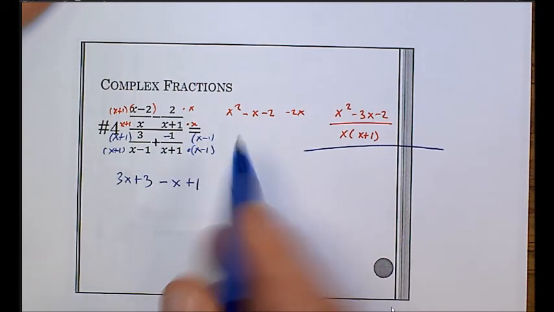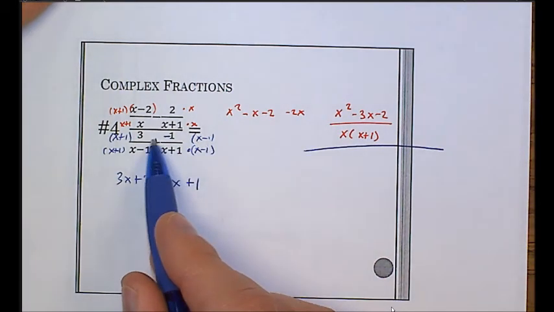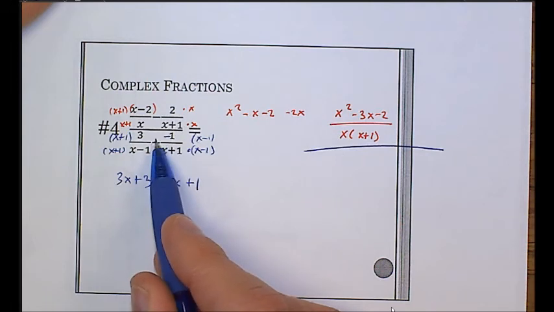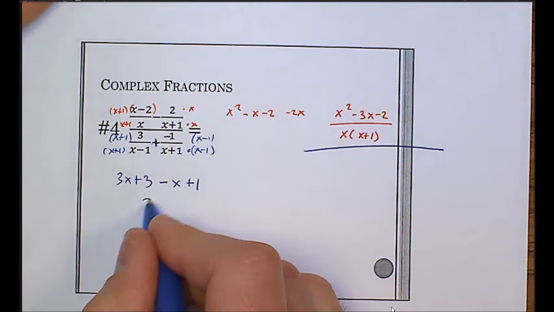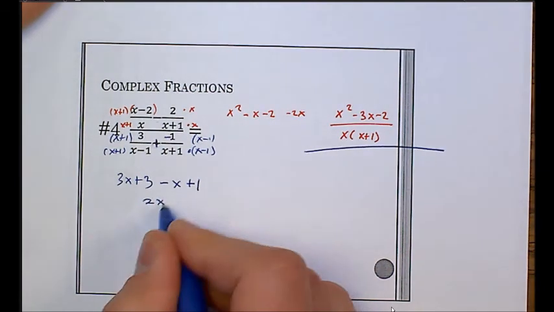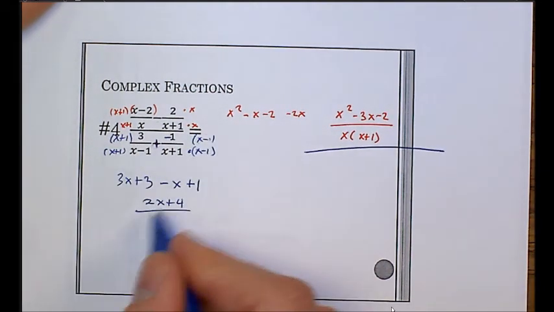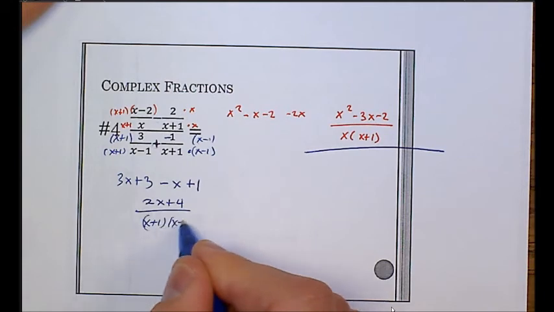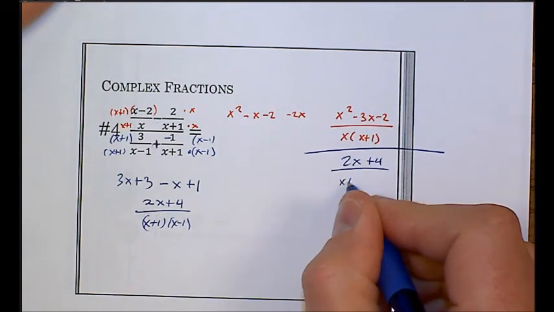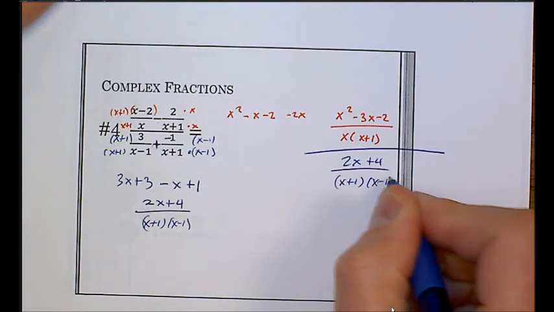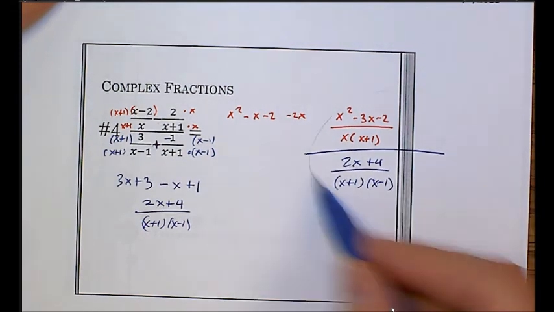A lot of students are going to make that mistake. When you have a subtraction sign here, you have to take that. I always put the negative here and add it, and then I'm going to get 2x actually, plus 4 on the top over x plus 1 and x minus 1. So I get something like this when I have simplified the numerator and the denominator. So this is what my focus is.